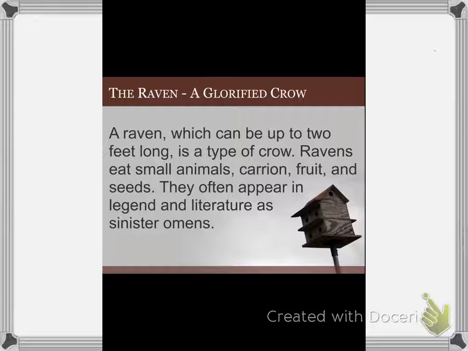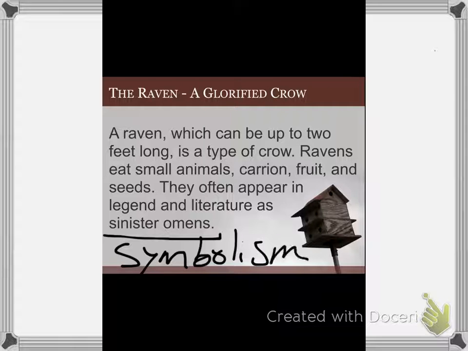Next, the raven. That's basically just a glorified crow. It's a black bird. A raven can be up to 2 feet long, a pretty big bird. It's a type of crow. Ravens eat small animals, carrying fruit and seeds. They often appear in legend and literature as sinister omens. So that's an example of symbolism, because they usually symbolize these sinister omens: bad luck, bad things to come. Similar to seeing a Grim, like if you're a Harry Potter fan, he sees what he believes to be the Grim, the black dog. This is the black bird, the raven.